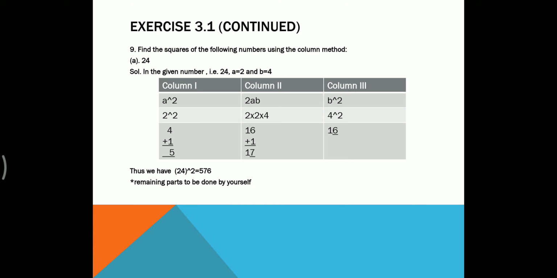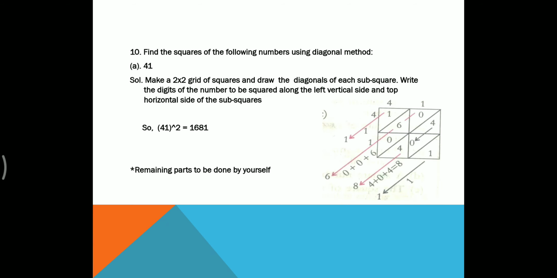Then we can see here 5 is also underlined, thus we can say that 24 square is, now we take the underlined numbers: from the column first it is 5, from the column second it is 7, and from the column third it is 6. Now we arrive at the answer: 24 square is 576. My dear students, the remaining parts you can do yourself, in the same way.